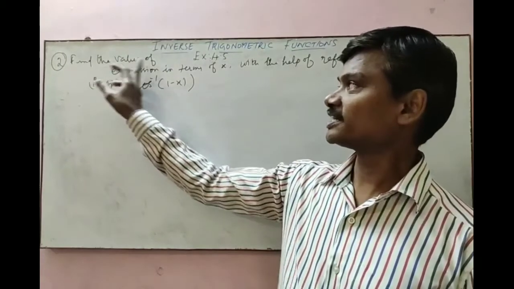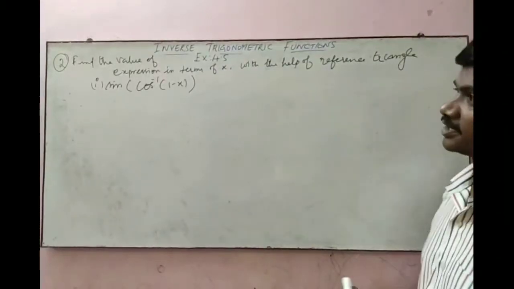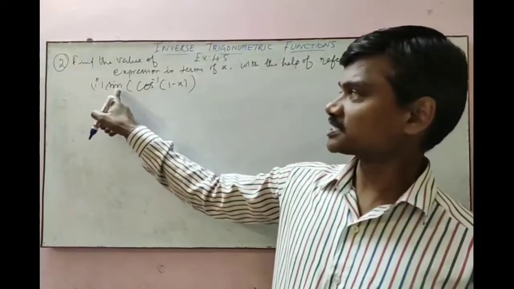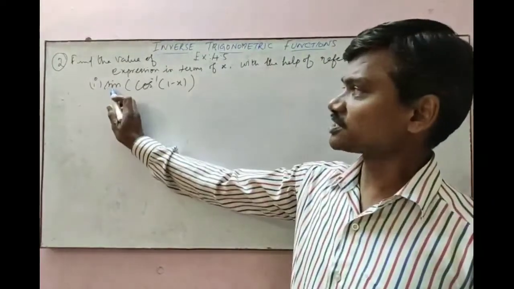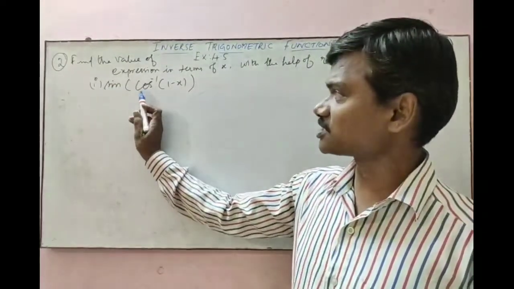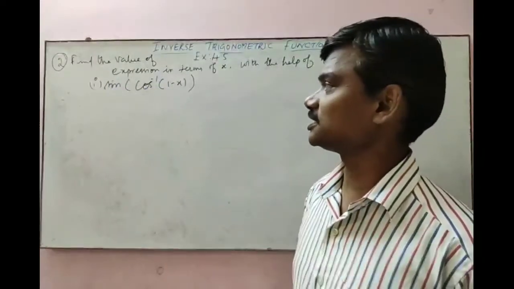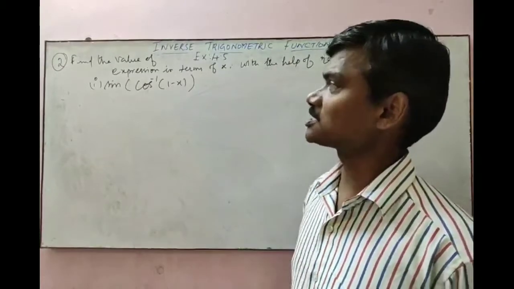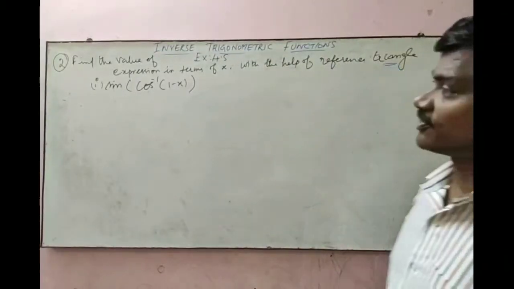Second sum: find the value of the expression in terms of x with the help of a reference triangle. First subdivision: sin of cos inverse of 1 minus x. In the question we have sin, and here we have cos inverse. Sin into sin inverse means you can cancel it easily. So I am going to convert this cos inverse in terms of sin inverse with the help of a reference triangle.